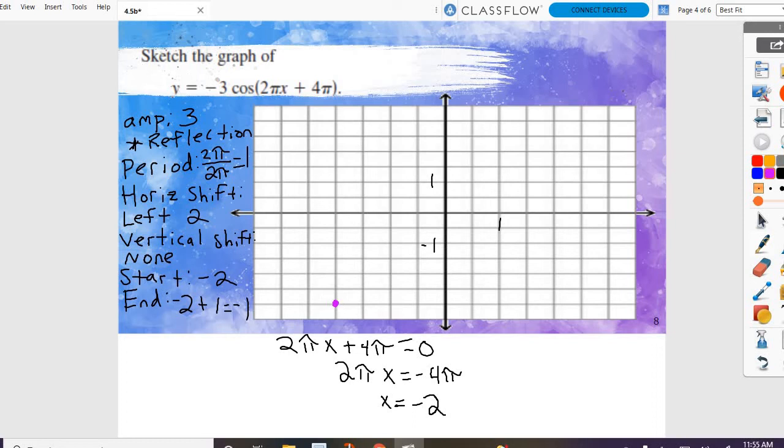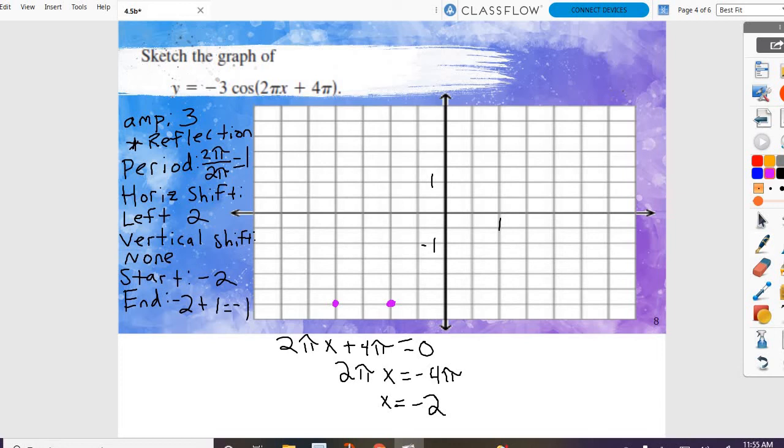And remember, we have to start and stop at what? The same y value. So since I'm going to stop at -1, I have to have the same y value at -1. So that's going to be -3 as well. So then what's halfway in between those? -3. Not quite. -2.5.